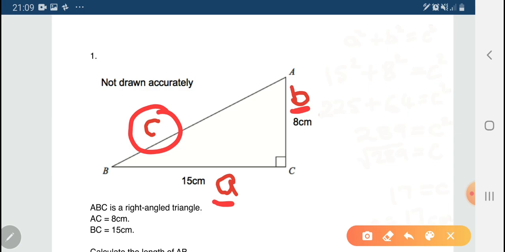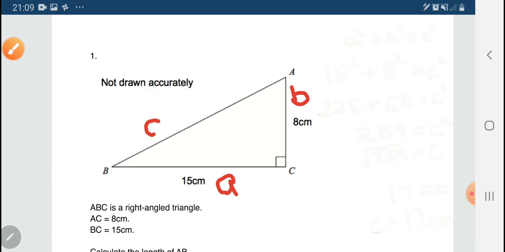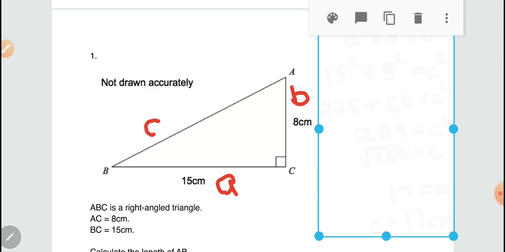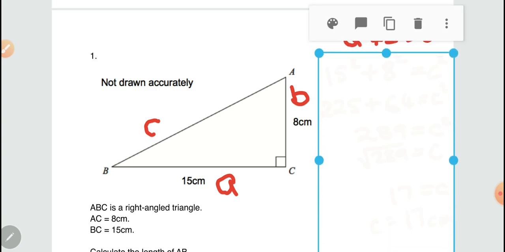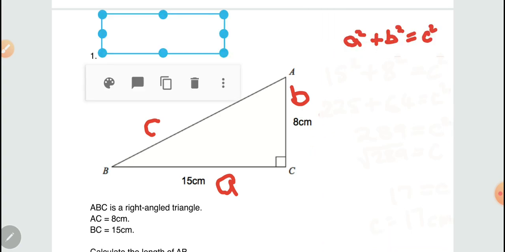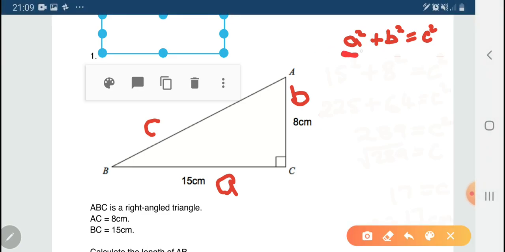So we're going to use the Pythagoras theorem formula, which starts off like this. It says that a square, which is this side here, plus b square, this side squared, will equal c square, the longest side. So this side squared plus this side squared is equal to this side squared.